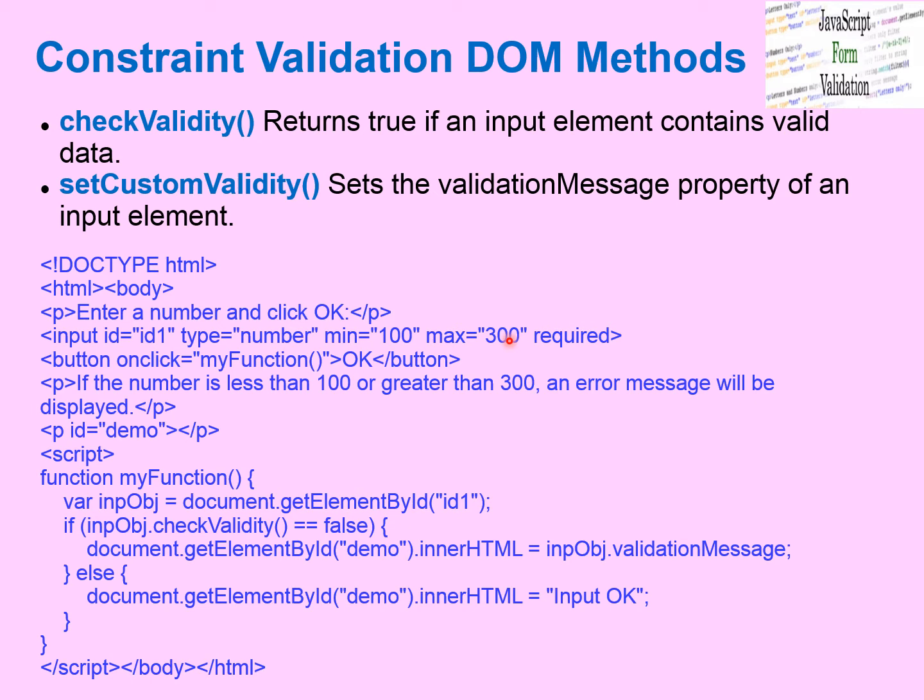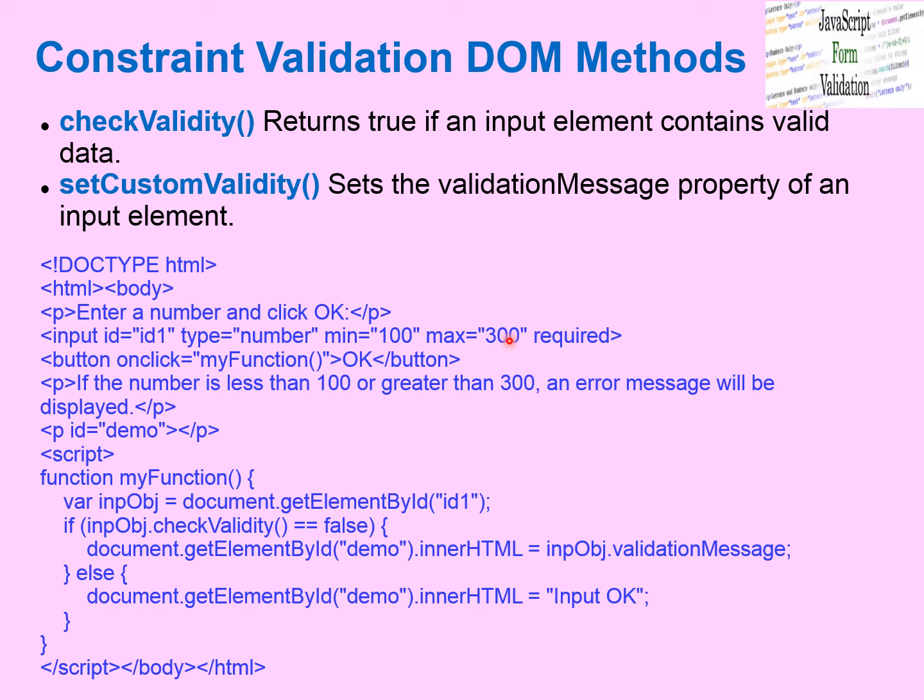Then a button is there. Button onclick is myFunction, OK, then the button is closed. So a button is there with the text OK. Then another paragraph is there. If the number is less than 100 or greater than 300, an error message will be displayed.